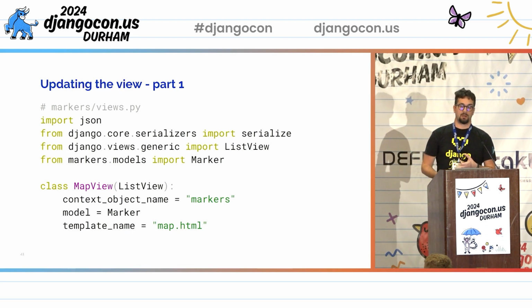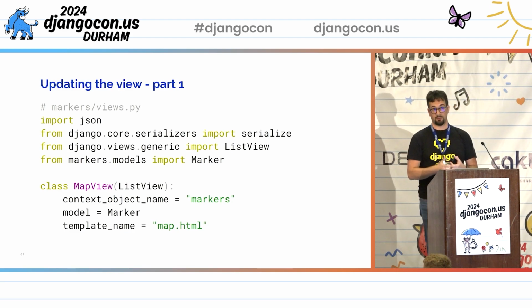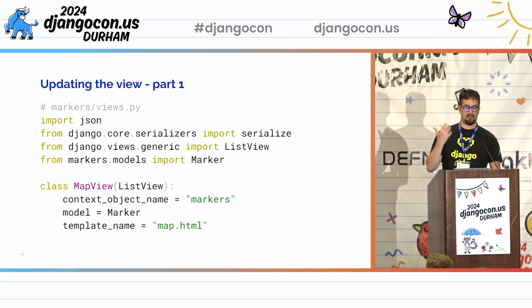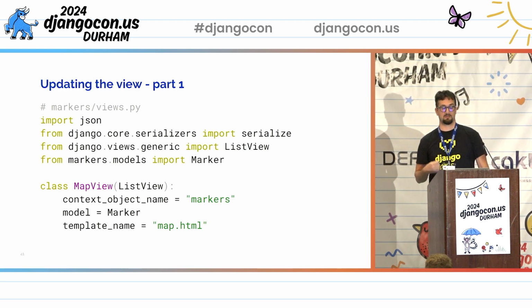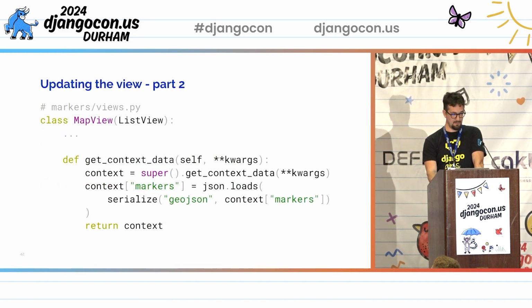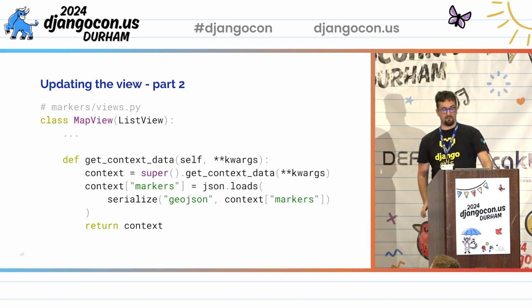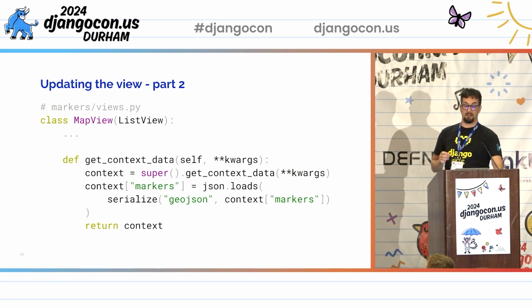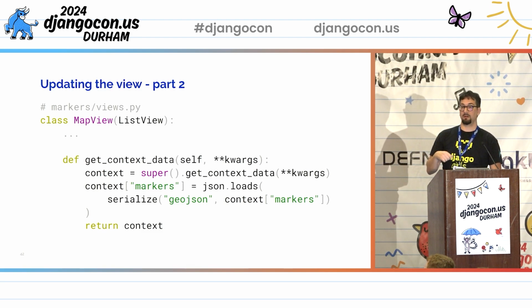We can now show in our map all the markers I added through the admin interface. To do that, I created a map view which subclasses the Django generic list view. We are going to use the existing map template, the marker model, and a custom context object name. We convert the markers retrieved by the list view to the GeoJSON format in the context data of our map using the serializer specific for GeoJSON.